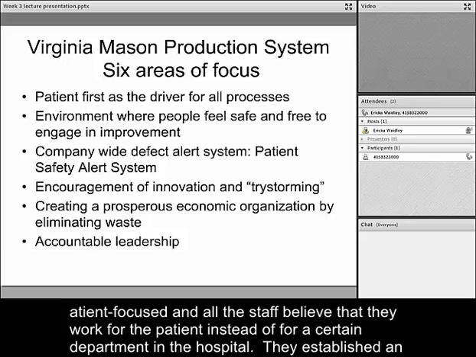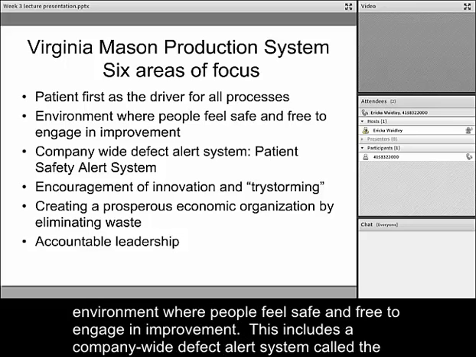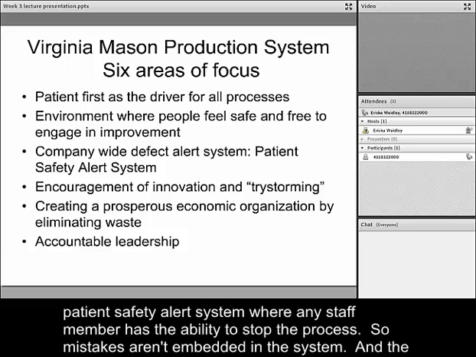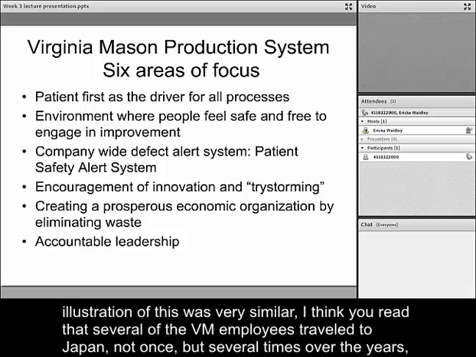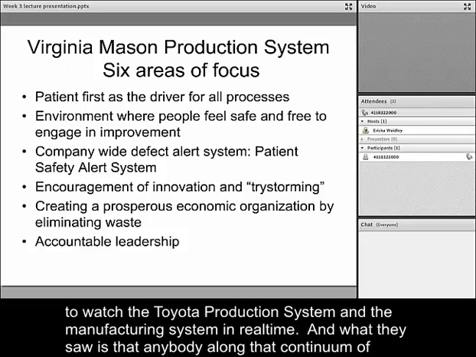They established an environment where people feel safe and free to engage in improvement. This includes a company-wide defect alert system called the Patient Safety Alert System, where any staff member has the ability to stop the process so mistakes aren't embedded in the system. And the illustration of this was very similar. I think you read that several of the VM employees traveled to Japan, not once, but several times over the years, to watch the Toyota Production System and the manufacturing system in real time.